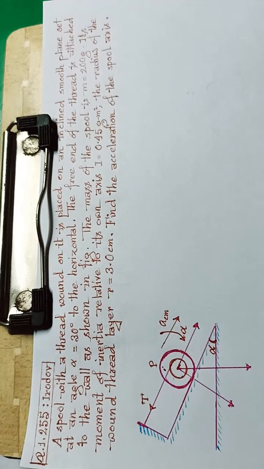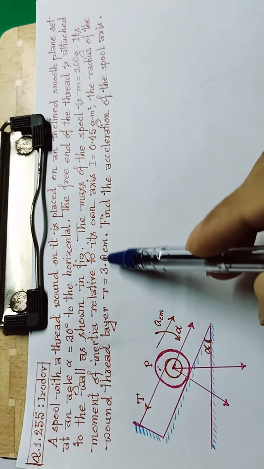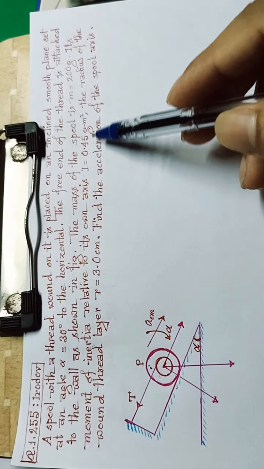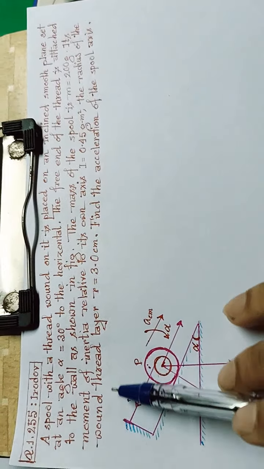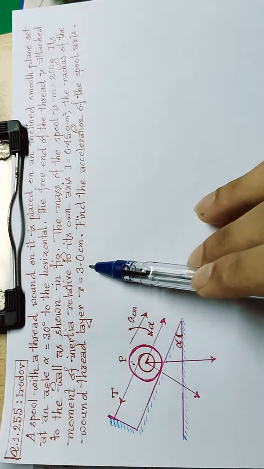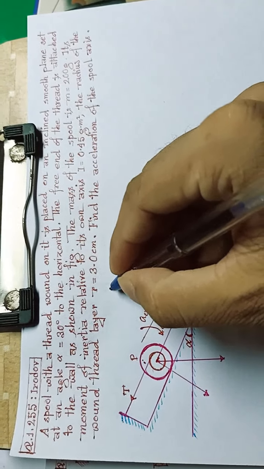The mass of the spool is m equal to 200 gram. Its moment of inertia relative to its own axis is I equal to 0.45 gram square meter. The radius of the wound thread layer is r equal to 3 centimeter. Find the acceleration of the spool axis. So let's solve this question.